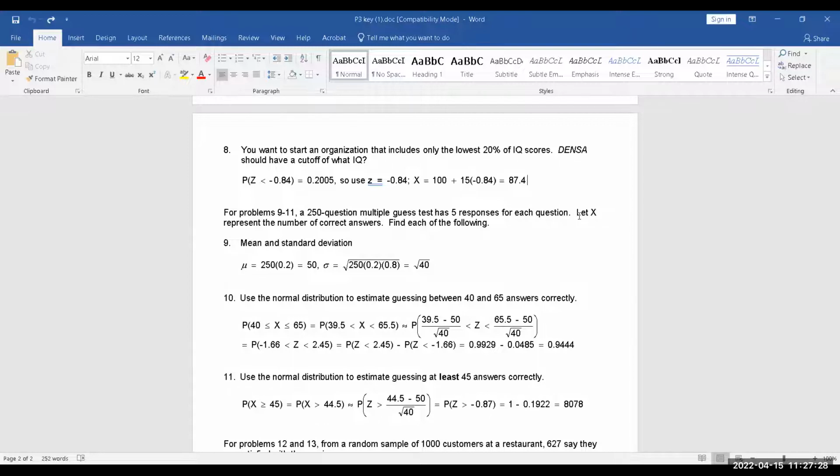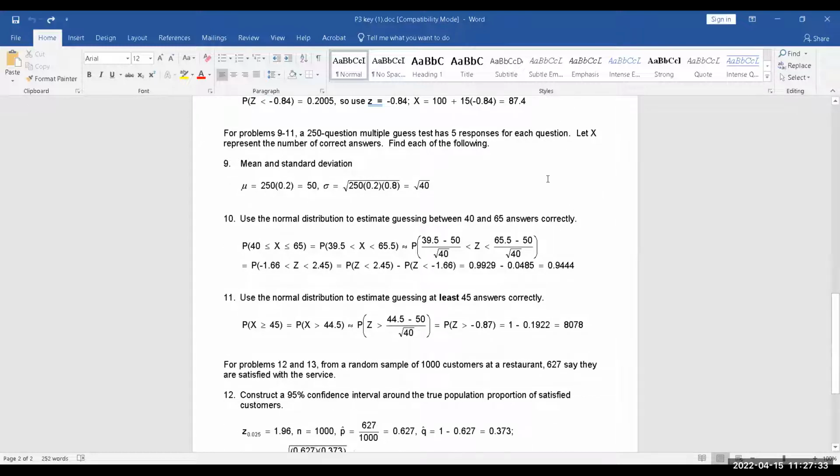Okay. Now, next group of problems. Now we're going to use the binomial. We wanted to be able to do the estimations using the binomial without having to do all the large calculations. So I said we have a 250 multiple guess test, 250 questions, 5 responses to each question. That means your probability of guessing correctly should be 1/5. Your probability of guessing incorrectly should be 4/5. So if I should get 1/5 of all the answers right, then I should get 50 answers right. That's why my mean is 50. 250 times 0.2 or 1/5.